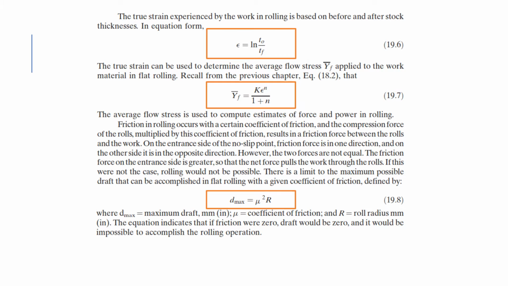As for the average flow stress, you can still use the same equation, which is YF equal to K epsilon to the power N over 1 plus N. And the draft also, the draft is the maximum thickness reduction that can be done in one pass. We can calculate it by using D max equal to the coefficient of friction squared times the roller radius. So it is very dependent on the coefficient of friction and also the roll radius.